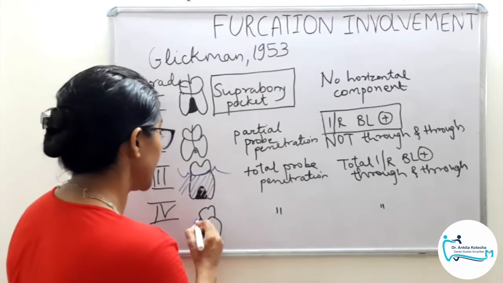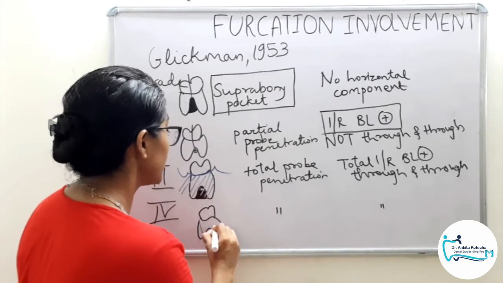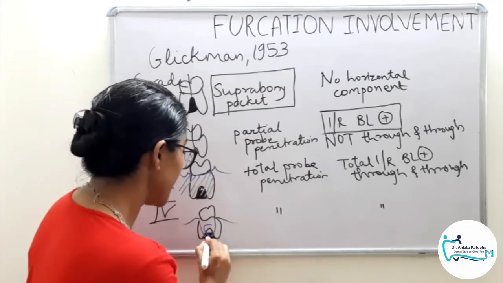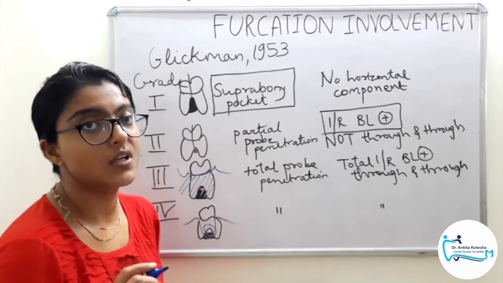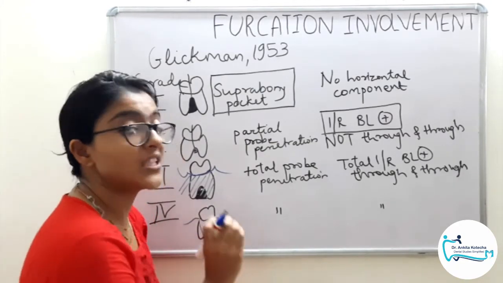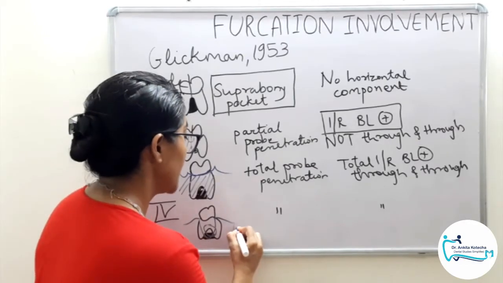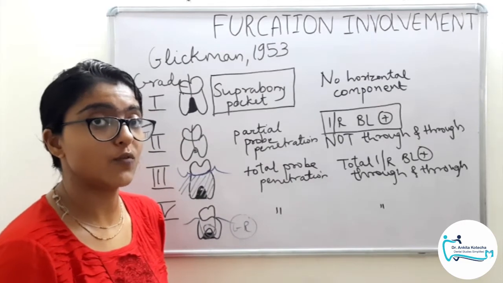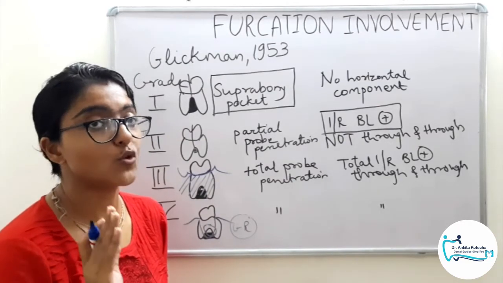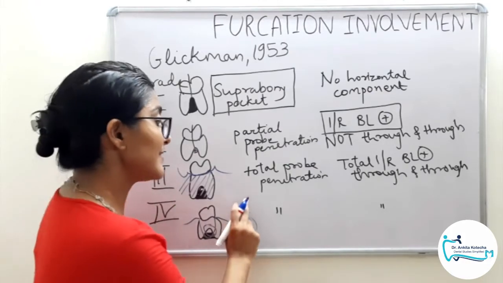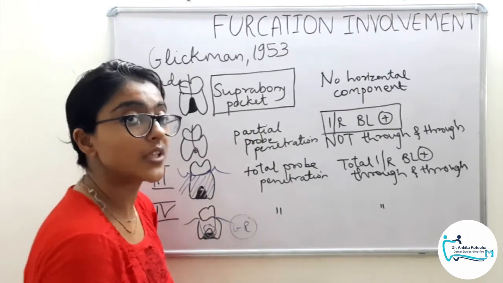Whereas in case of grade 4, there is gingival recession with the furcation involvement and hence this furcation defect is exposed and is visible clinically. So, in case of grade 4, the additional feature is the gingival recession, which exposes the furcation involvement or the furcation defect, the through and through defect, but additionally clinically visible. This is the main difference between grade 3 and grade 4.